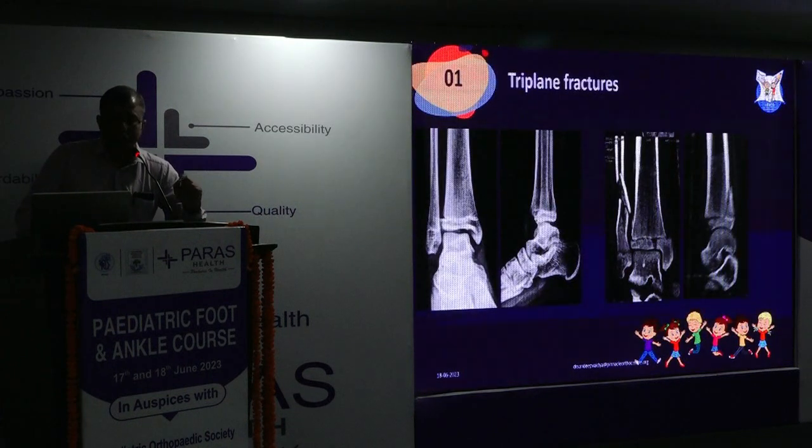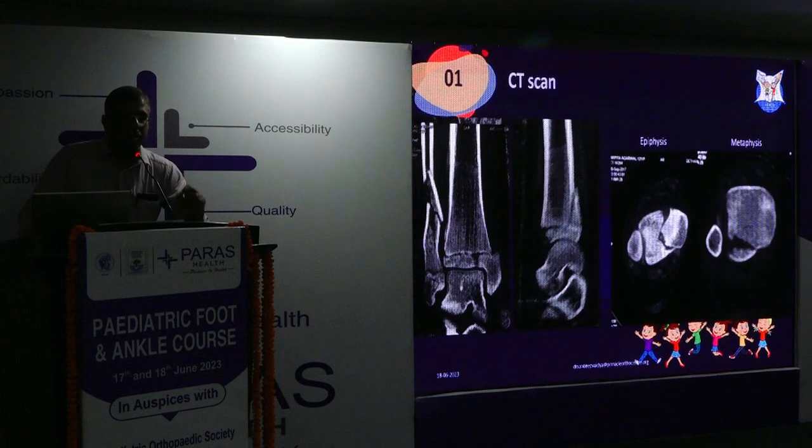Triplane fractures are peculiar fractures in that on the AP view, they look like Salter Harris type 3 injuries, but on the lateral view, they look like Salter Harris type 2 injuries. But actually, these are Salter Harris type 4 injuries. In order to identify the exact pattern of the injury, a CT scan is a must.